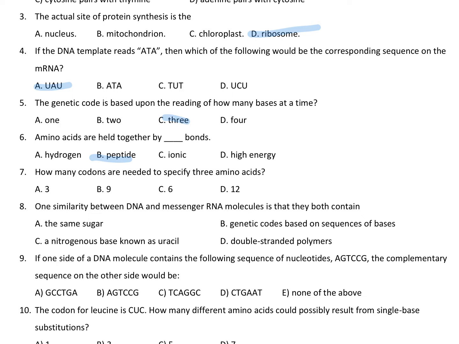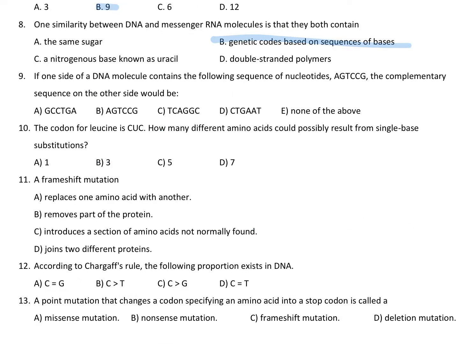Right, next one, how many codons are needed to specify for 3 amino acids, and that's going to be 9. Really a throwback to the triplet, but let's keep going. Similarity between DNA and mRNA molecules is that they're both genetic codes based on a sequence of bases. All right, then over here we have a little replication, so DNA to DNA. And once I get through TCA, GGC, I see that I got exactly what I need. I move on to the next one.